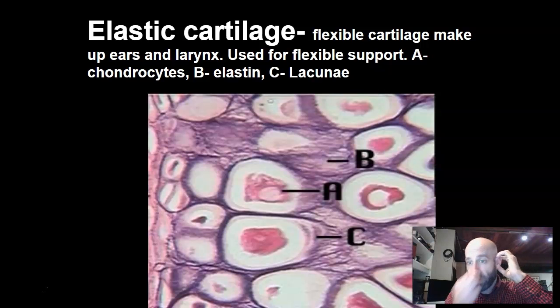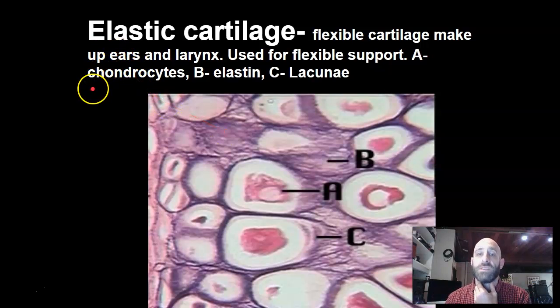Why are our ears flexible? Well, imagine if they were as hard as your nose. They would break off much easier. So the flexibility of our ears allows them to not rip or tear if you get hit in that ear. Also, it's what is found in our larynx. It's in our voice box that allows for the flexibility. So it provides flexible support.